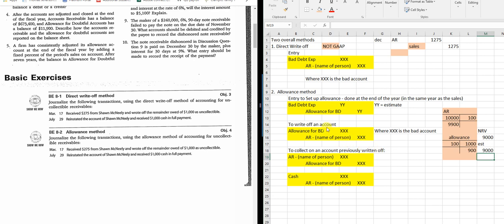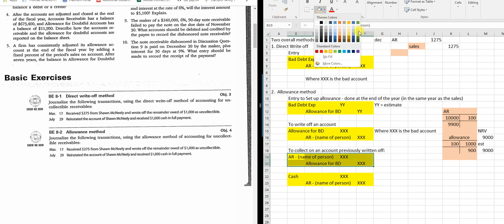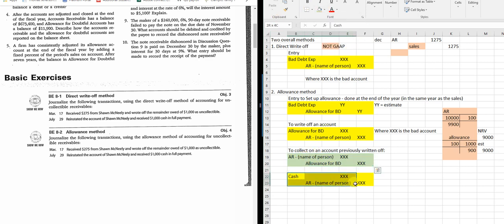So one thing I want you to pay attention to: these journal entries, I'm going to color them a little different. I'll color them green here. Okay, they're kind of different. We'll get to those in a second. I want you to look at this. Notice this one is always in the year of the sale. If we make this in the year of the sale, then I can match it with my sales. And this one is done whenever they write off the account.